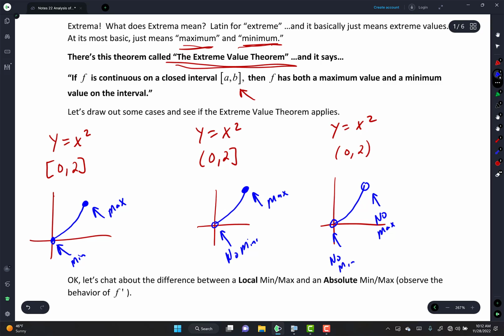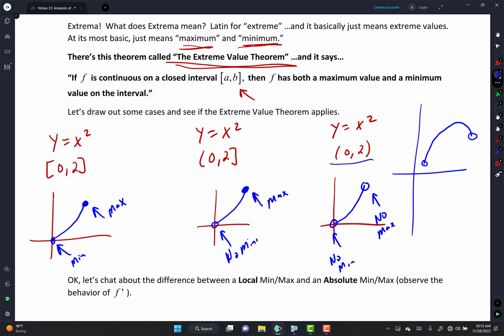Now, let me ask you this question. Just because I have an open interval, does that mean that every function is not going to have a min or a max? No, not necessarily. What if I have something like this? I'm just going to make something up, guys. Open circle, and then open circle. What does this have? Just a max. It has a max way over here at the very top. Does that make sense? But this one doesn't have a min.